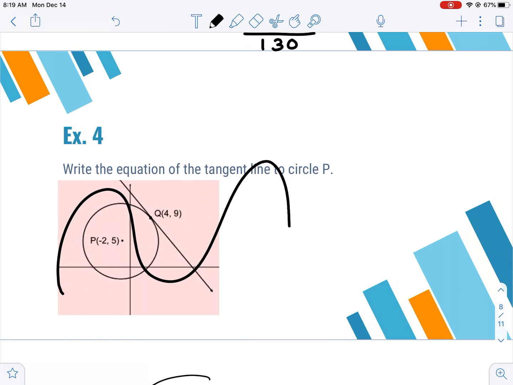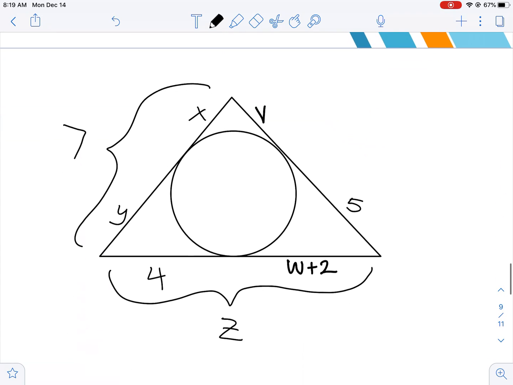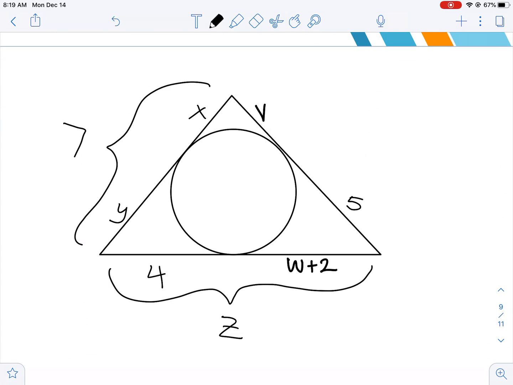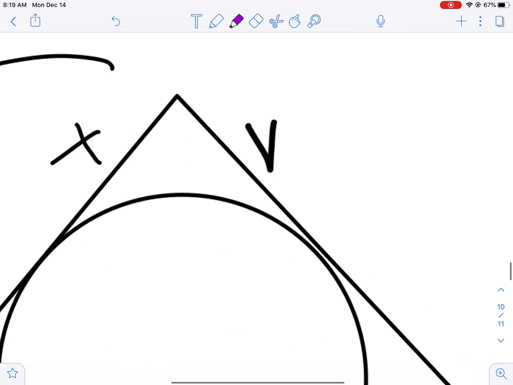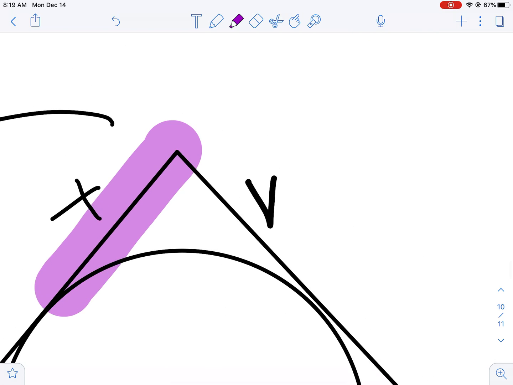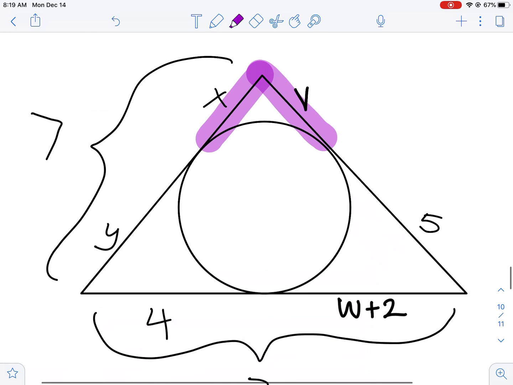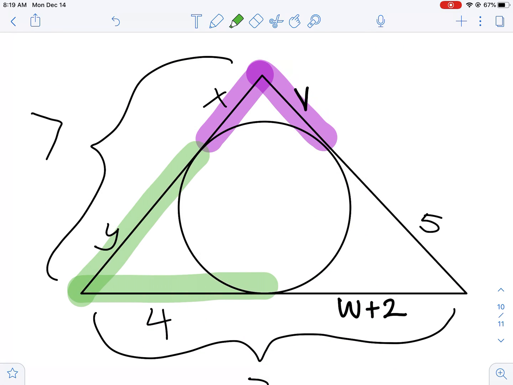All right, we're going to skip this one for now. This one, though, is one that you will see frequently on your checkpoint. Okay, and sometimes it's tempting for kids to say, oh, x and y have to be the same, v and 5. But that's not what we learned today. What we learned today is that these two parts are the same, and these two parts are the same, and these two parts are the same.